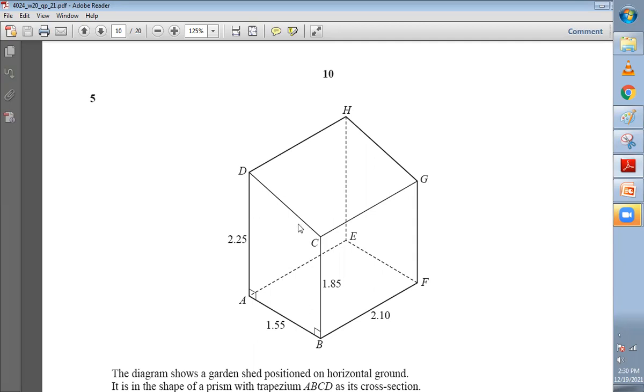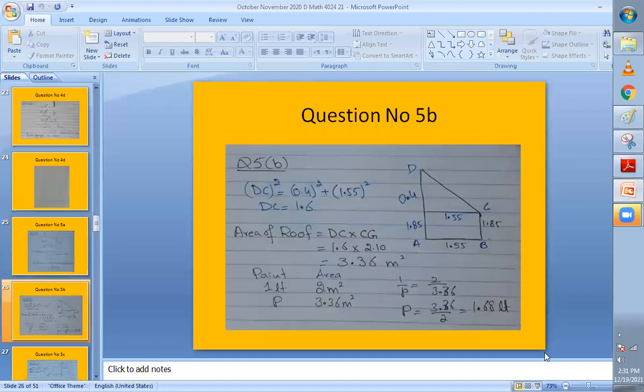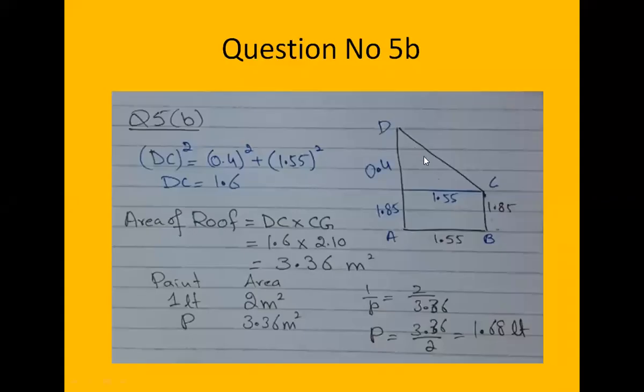Once I know this and I know this, I will apply the Pythagoras and I will be able to find out the DC side. Once I know the DC, then I will multiply the DC with the CG, and that will give me the area of this roof. Once I know the area of the roof, then I will use the proportion method to find out how much paint is needed. So let me show you how this is done. Okay, so this is that side view, and I have joined here a horizontal line which is parallel to this line. This will be also 1.55, because this is 1.85, this will be 1.85.